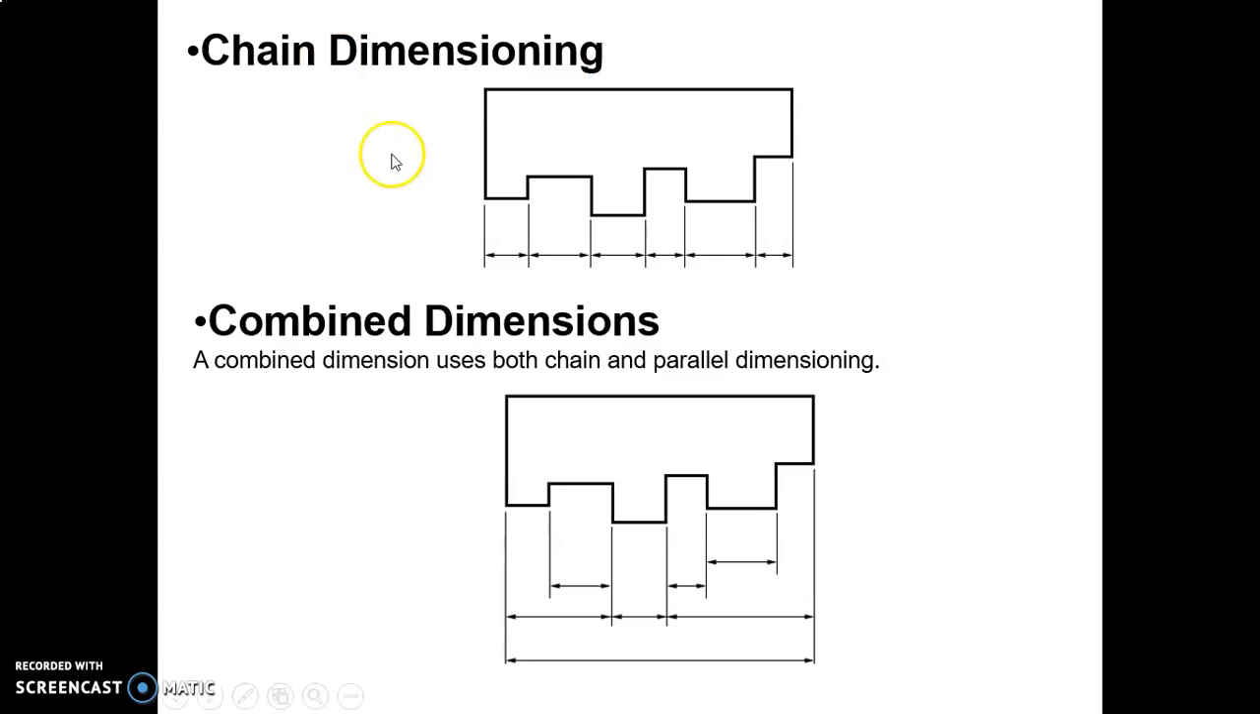Then type number 3, chain dimension. Ni yang tadi yang bersambung ke bawah, so yang ni dia ke tepi. So chain dimension, one after another. And then number 4, we have combined dimensions. If you look at this one, a bit messy still lah. A combined dimension uses both chain and parallel dimensioning. Remember, chain yang kat atas ni, and then parallel ke bawah.